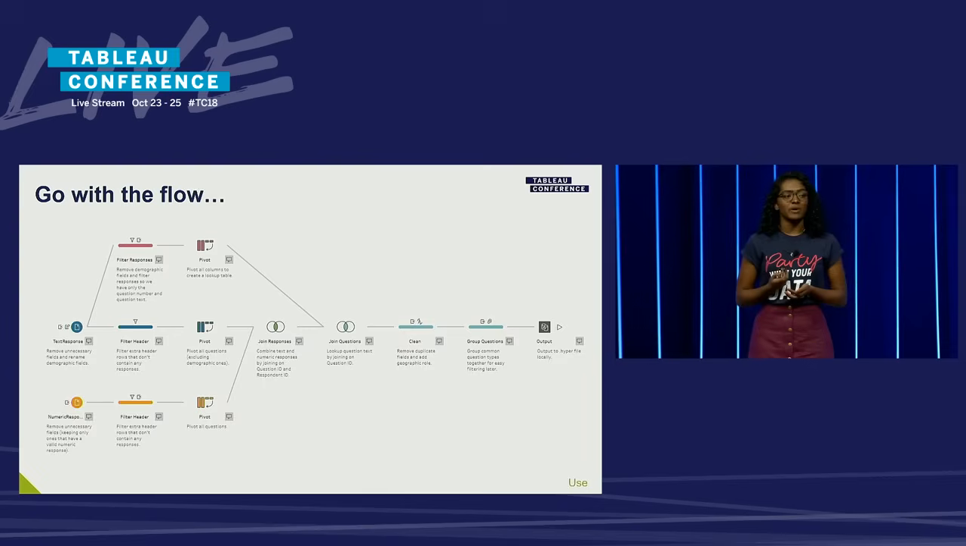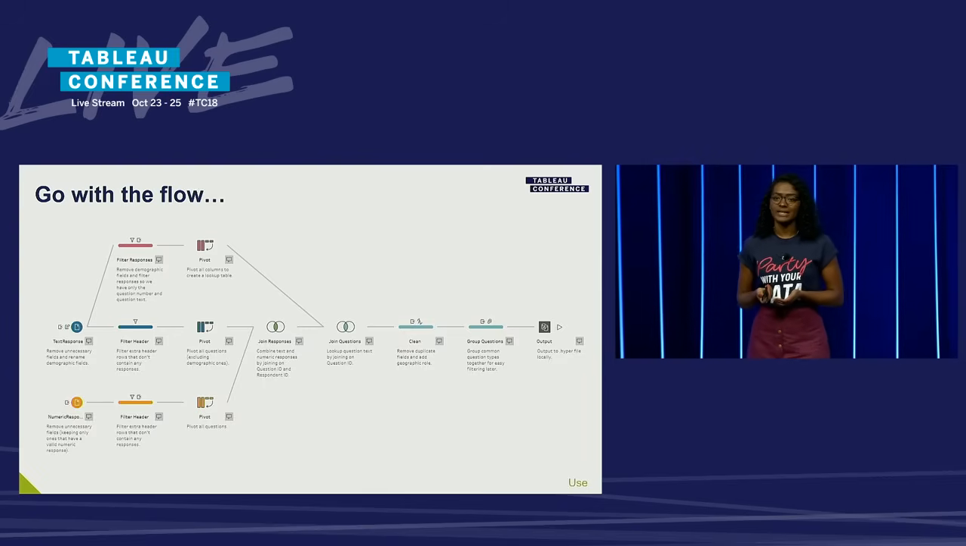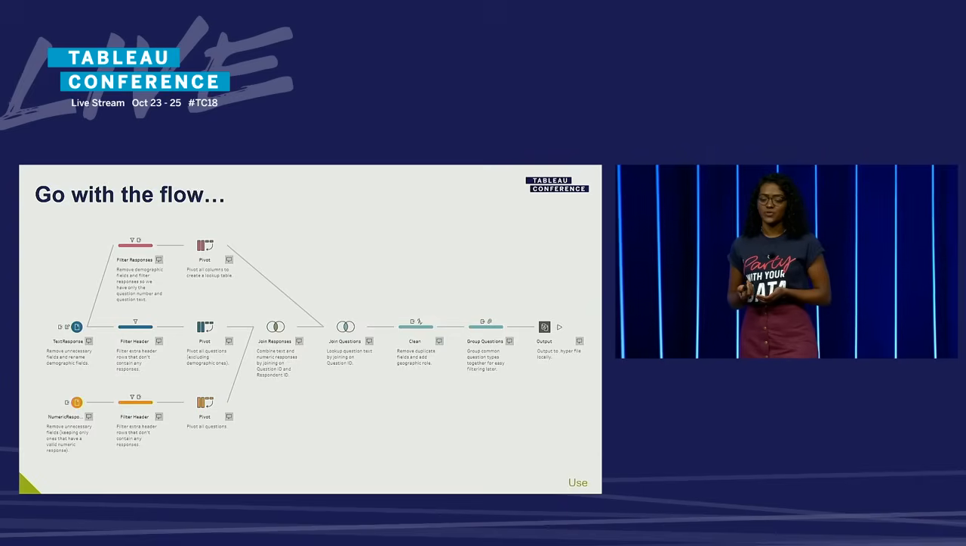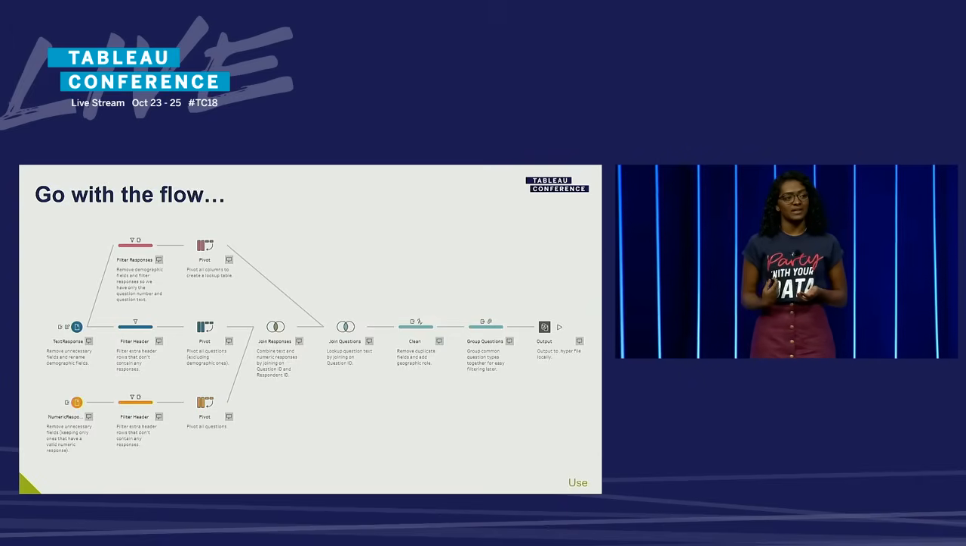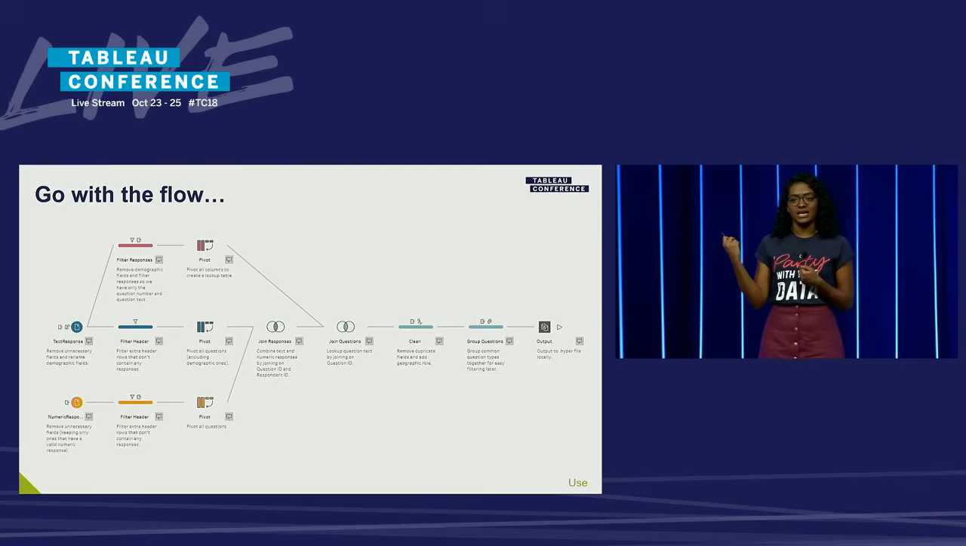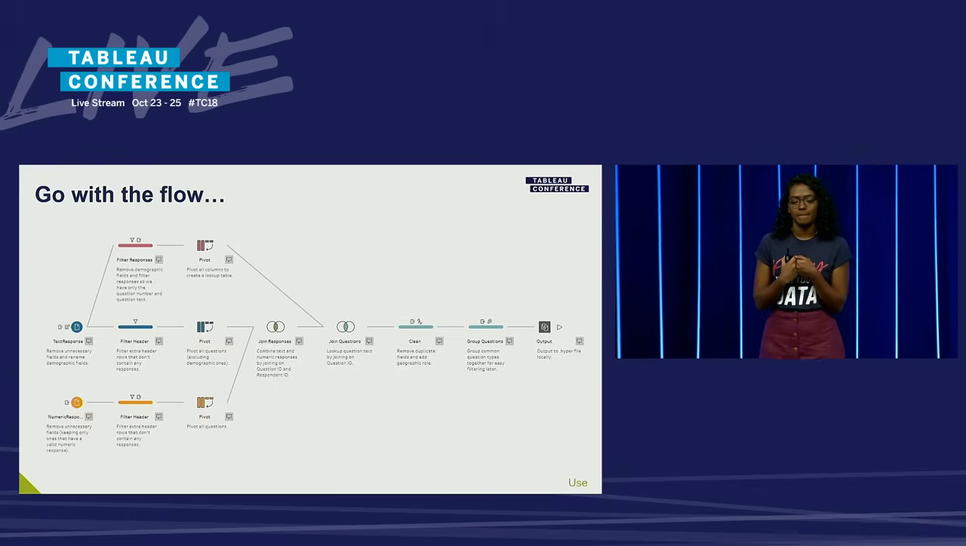So I started by bringing in my text and numeric responses. I had to do some cleanup because of the extra header rows. Then I was able to pivot both those data sources and join them together so that then we could combine both our text-based responses and our numeric responses into one data source.